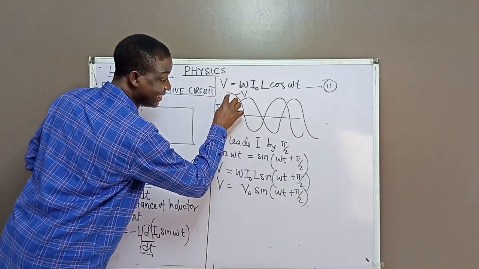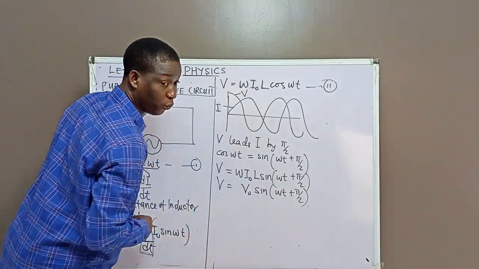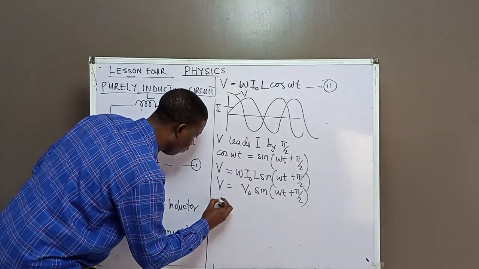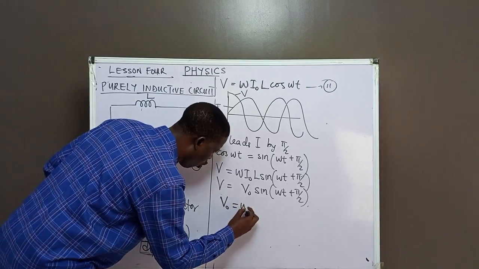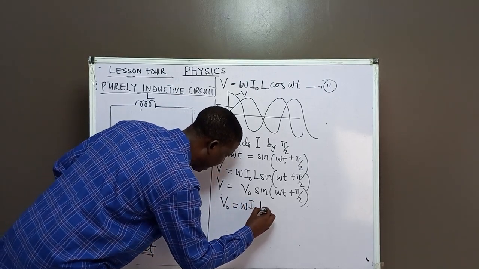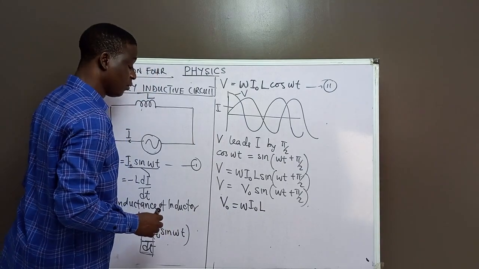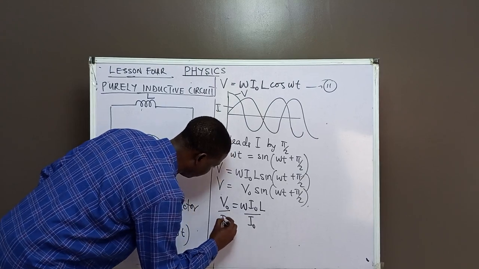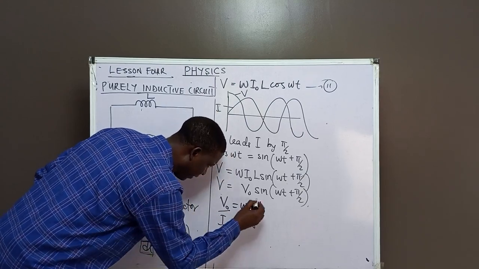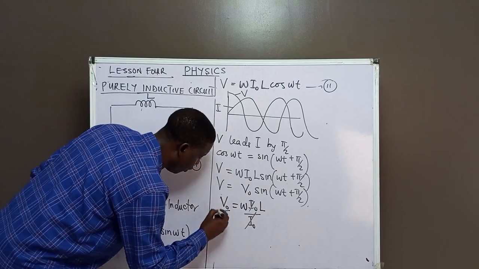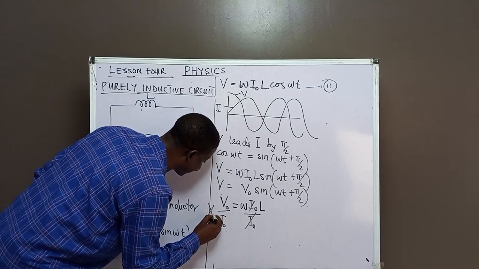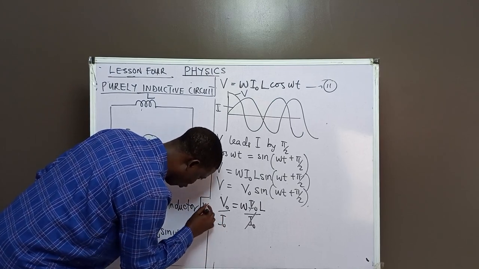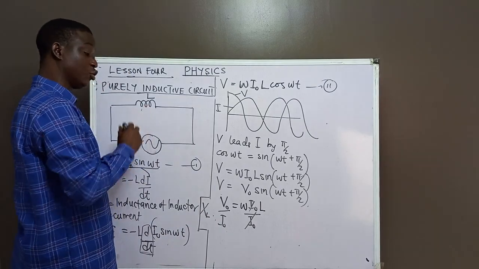So it started from 90. So there is an addition of 90 to that. Now, what will we compare these two now? We have V naught equal to omega I naught L. Then how do we make what? Divide both sides by I naught, so that we can have V over I, which is equal to XL. Why is it XL? Because we are dealing with an inductor.